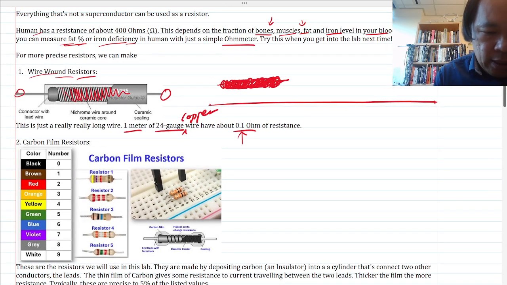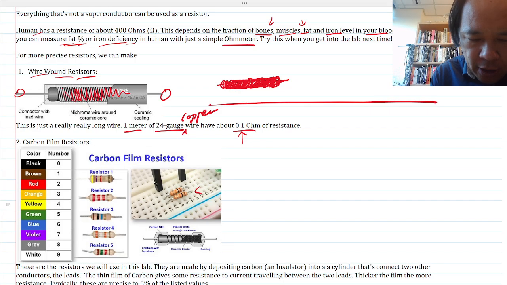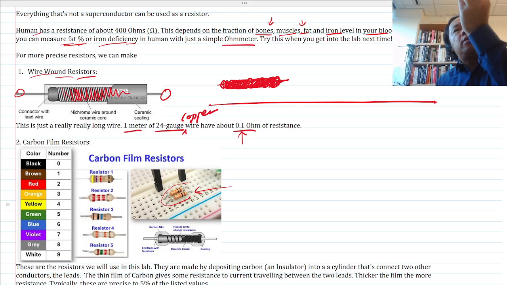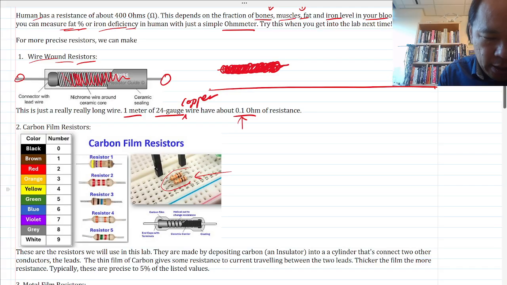The type of resistor you'll use most in your lab are these carbon film resistors. You're going to see this little picture here. They're maybe the width of your pinky if you're holding it up. The way these are made is that you have two connectors at the end, so the current has to flow in one end and out the other. But between these leads is a thin carbon film.